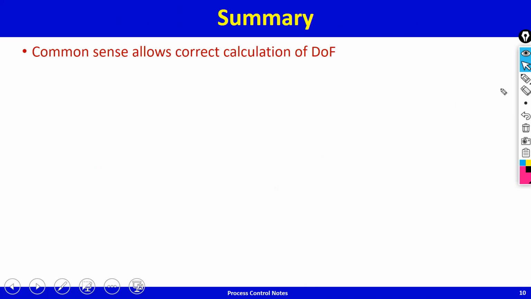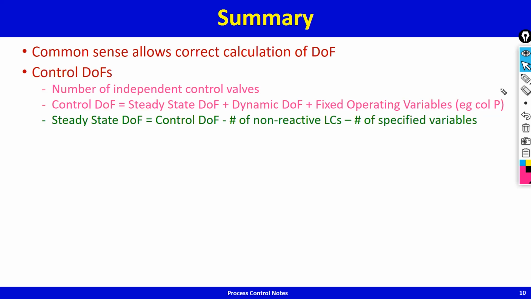To summarize, if we use simple common sense, it will allow correct calculation of degrees of freedom. The control degrees of freedom is the number of independent control valves in a process, and this control degrees of freedom is further split into steady state degrees of freedom, dynamic degrees of freedom, and fixed operating variables, for example column pressure, which are fixed, which we are not free to change. So the steady state degree of freedom of a process is obtained as number of valves minus number of non-reactive level controllers that have to be there in the process minus number of specified variables such as column pressure.